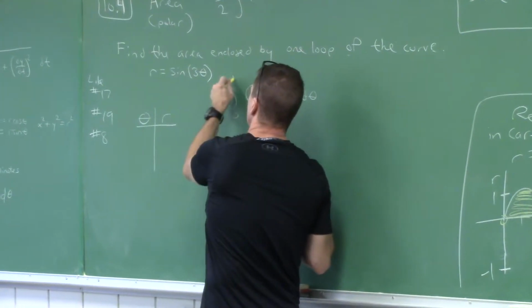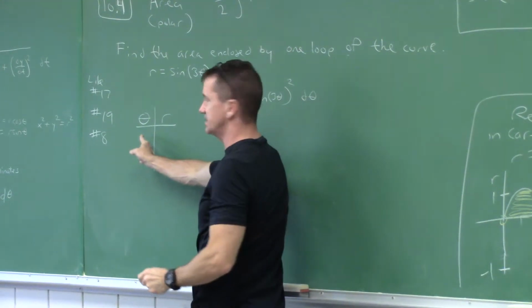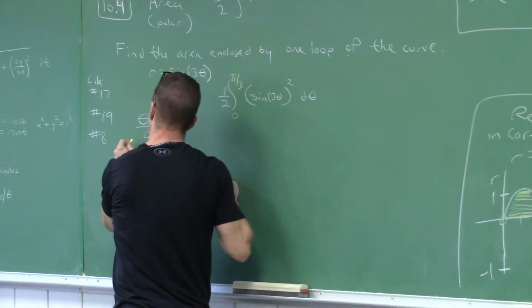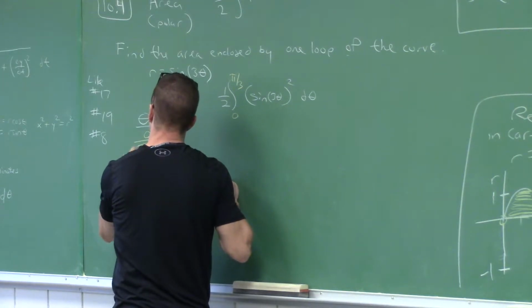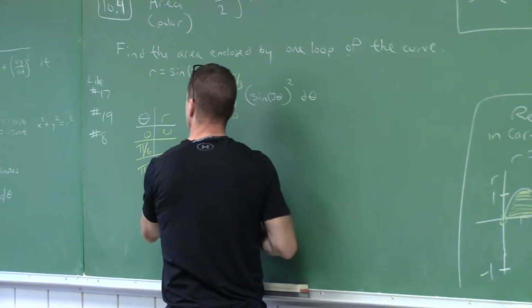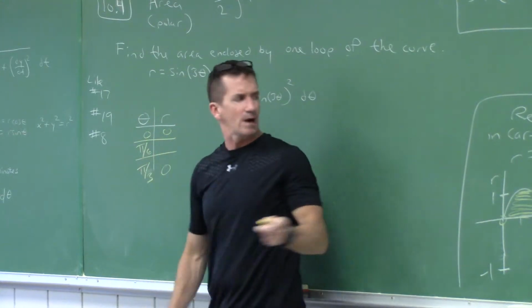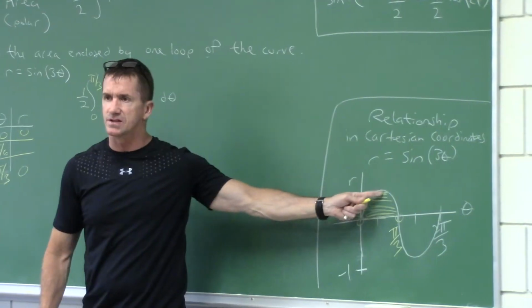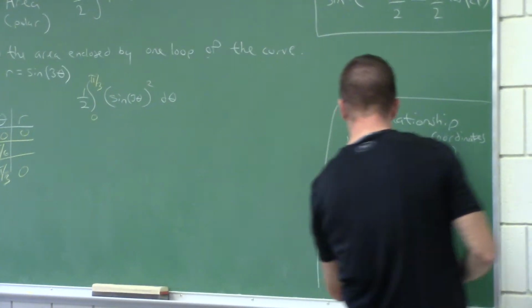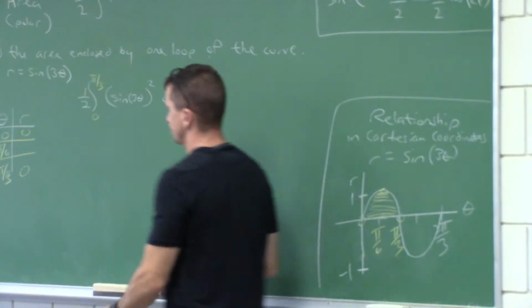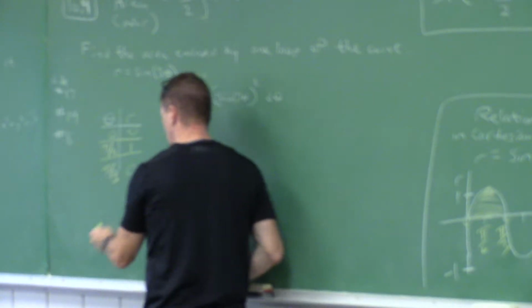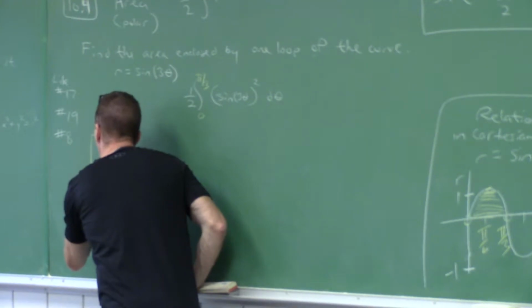It will be, but let's do this anyways. It's just cool to look at this. Between 0 and pi over 3, there's pi over 6. It was 0, this was 0. What was going on at pi over 6? When that's pi over 6, it got up to a 1. Cool. And there's your one loop.